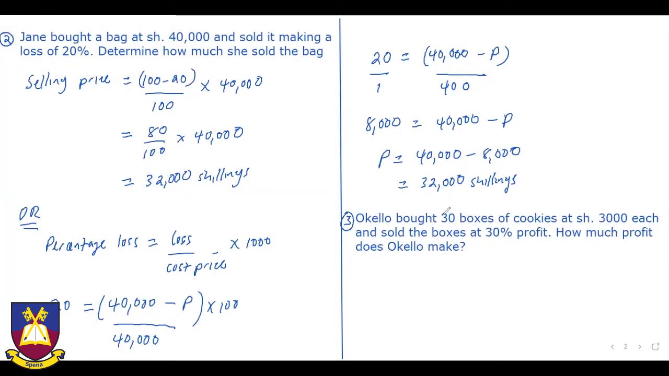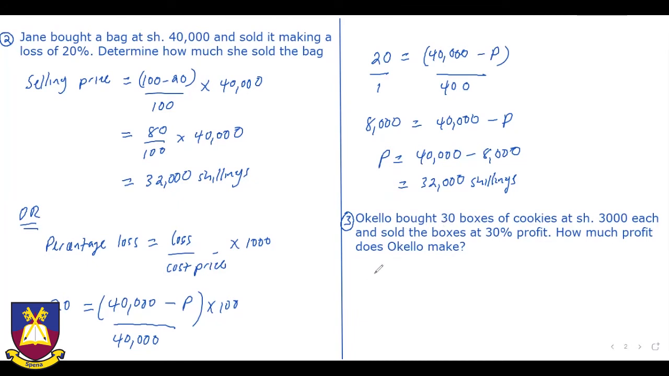Okello bought 30 boxes of cookies at shillings 3,000 each and sold the boxes at 30% profit. How much profit does Okello make? So we're going to first of all determine how much Okello used to buy the 30 boxes. Then we can start from there.